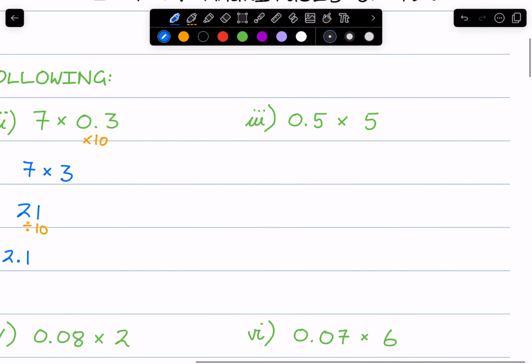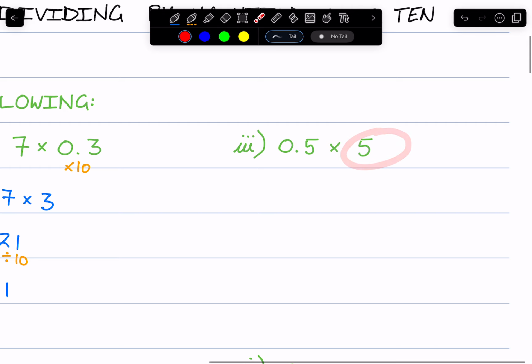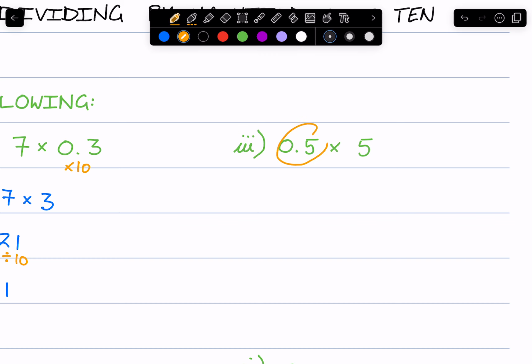Okay, let's keep moving forward with these problems. Now, it doesn't need to be the second number that we have to make into a whole number. It can be this one as well. So let's make this into a whole number by multiplying by 10 to move that decimal point 1 spot to the right. So this becomes 5 times 5, which we can evaluate as just 25. And since we multiplied by 10, we need to reverse that and divide by 10. So the final answer is just 2.5.